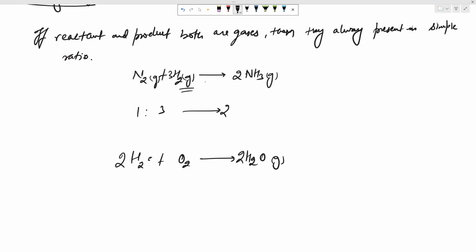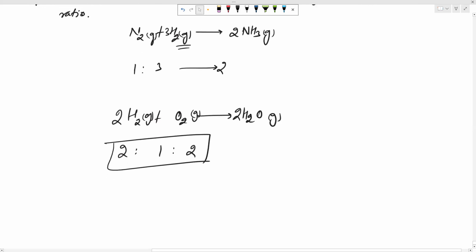If it is gas, it is also gas. So when hydrogen burns, the ratio with the vapor will be, in the simplest form, 2 is to 1 is to 2. Got it? You have to balance this, and this law is applicable for gases only. So basically, we have to write the balanced equation in ratios.